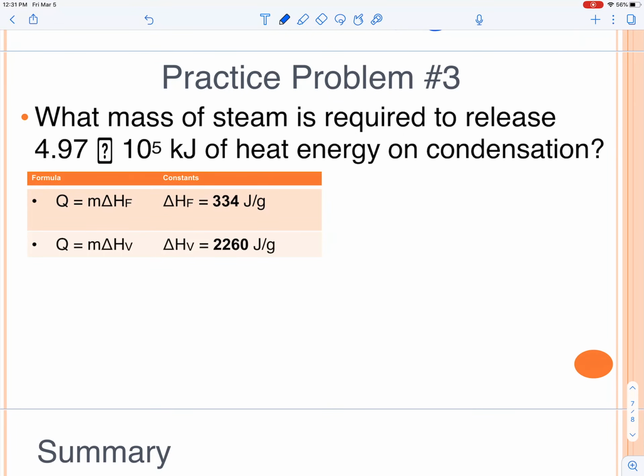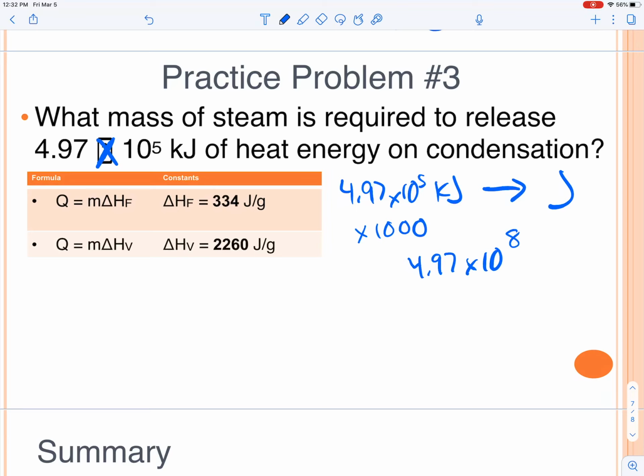This third problem: what mass of steam is required to release 4.97 times 10 to the 5th kilojoules of heat energy on condensation? A couple of things here. We're given kilojoules, 4.97 times 10 to the 5th kilojoules. We're going to want to convert that to joules. How do we do that? We're just going to multiply by 1,000, and that'll give us 4.97 times 10 to the 8th joules. Remember, we want joules because both of our constants here are in joules.